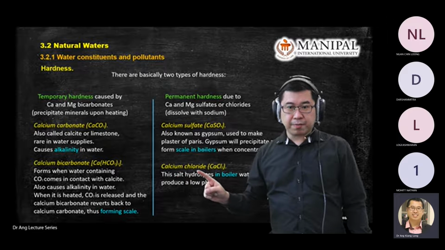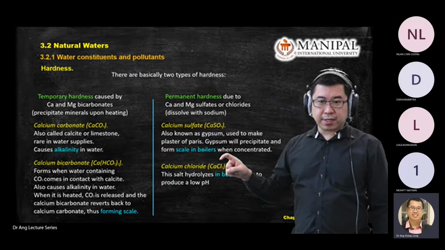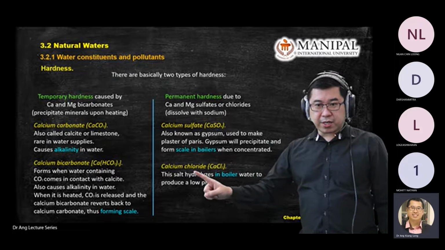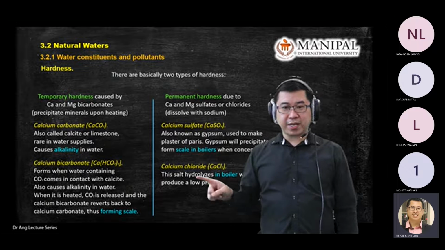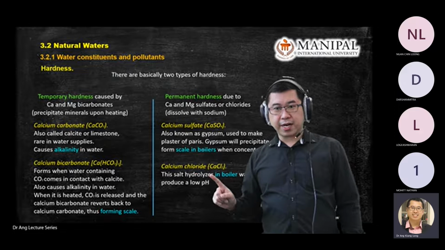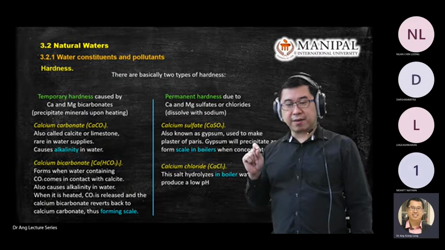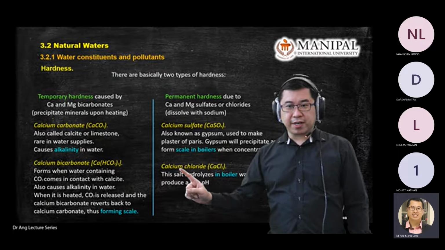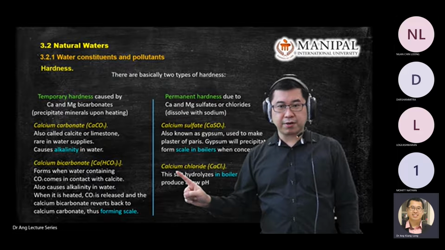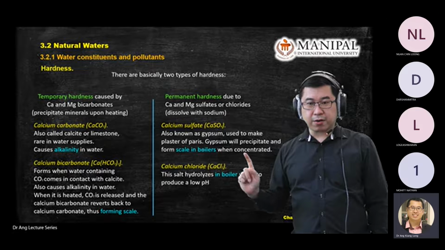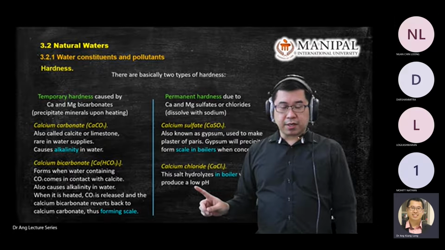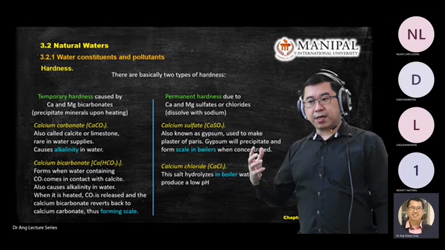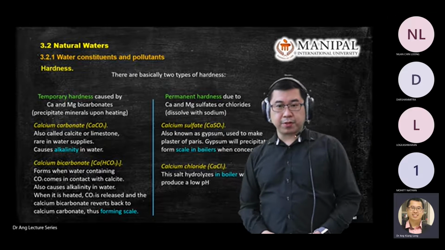Then another one is calcium chloride, CaCl. This salt, as long as you see chloride, no matter what is in front of the chloride, it will create an acidic solution. Okay, but I'll give you an example. These slides give you calcium chloride, right? So if you have a chloride component in your water, you have a high chance of having a low pH, meaning you will be near the acidic range.